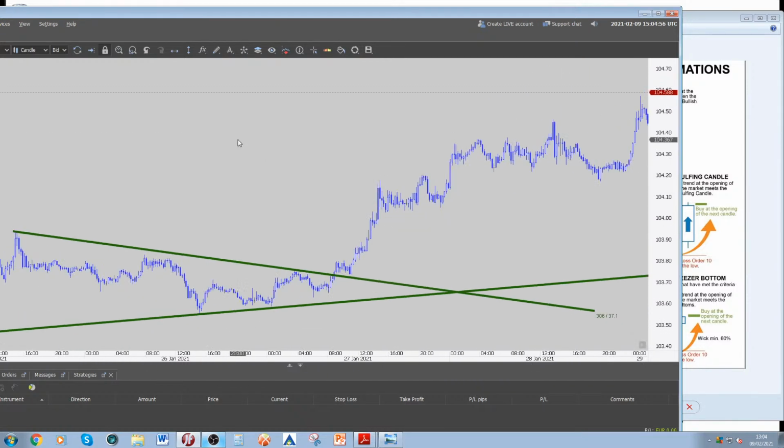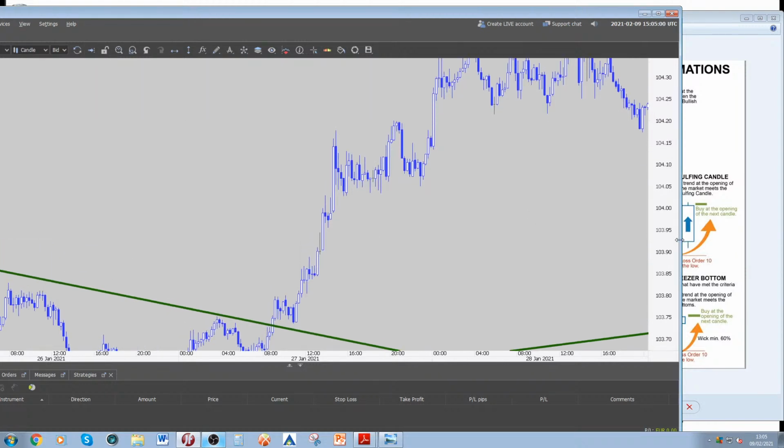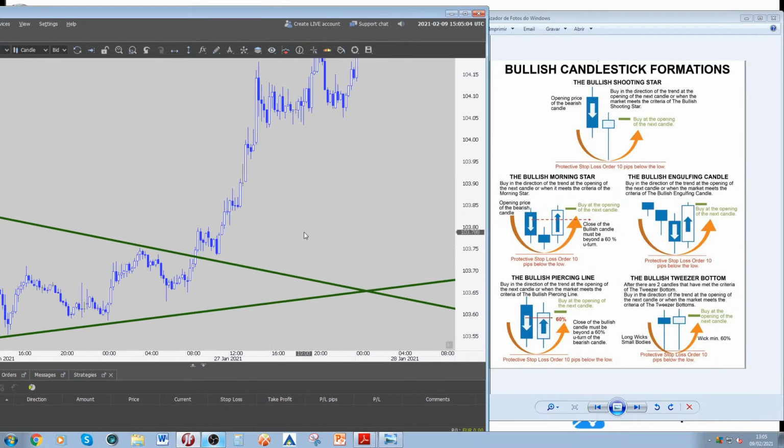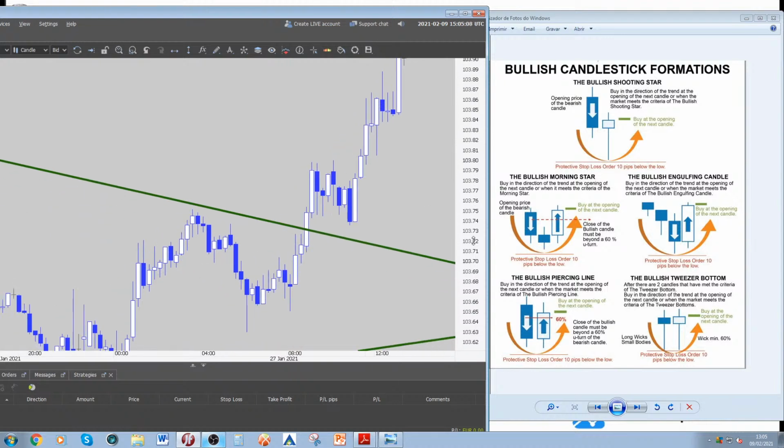Remember, everybody, the rules, right? I'm going to buy and I'm never going to sell. Bullish candlestick formation in an uptrend. Okay?